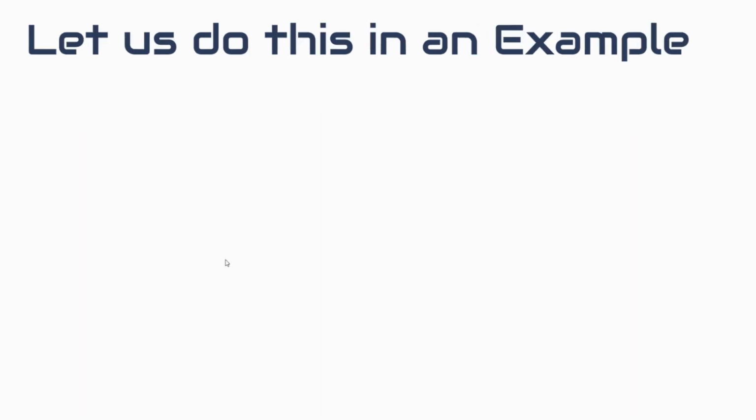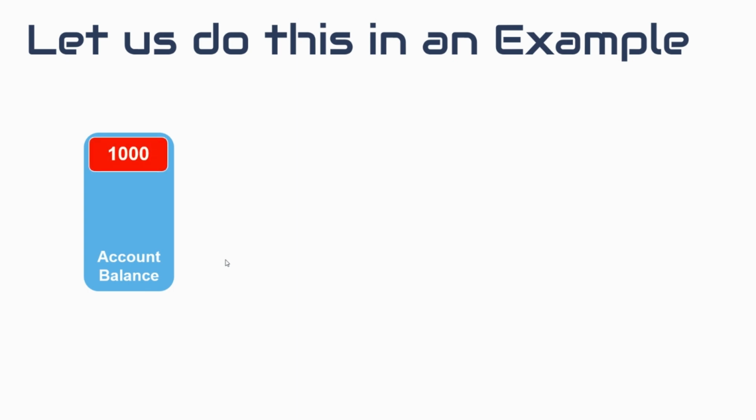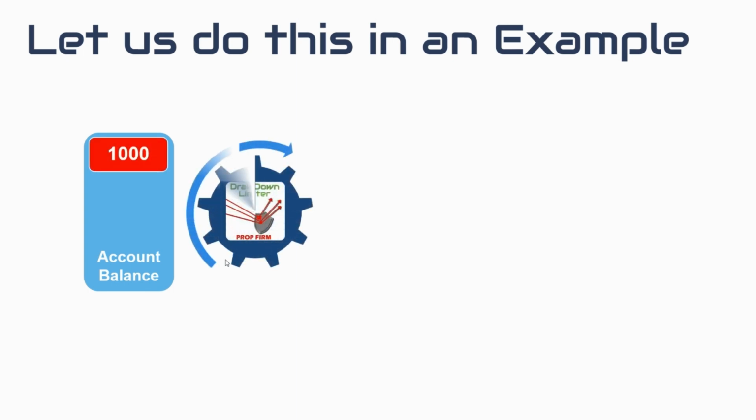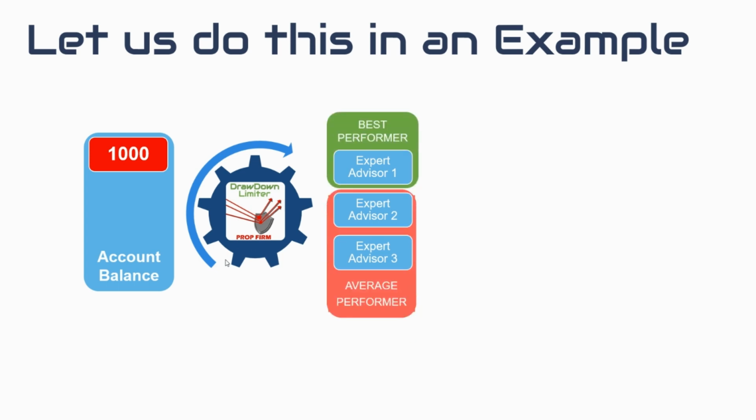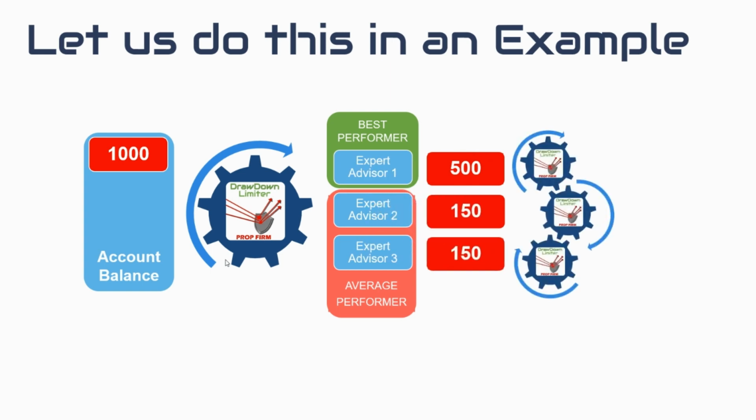Let's do it in an example. I have an account balance. I want to risk $1,000 per day. So I have a DrawDown Limiter managing my trading account. And I have 3 different expert advisors: 1, 2, 3. The first is the best performer and 2 and 3 are the average performers. I'm going to split my risk: 500 on the first expert advisor, 150 on the second, and 150 on the third. And I'll have 3 different DrawDown Limiters controlling each expert advisor.